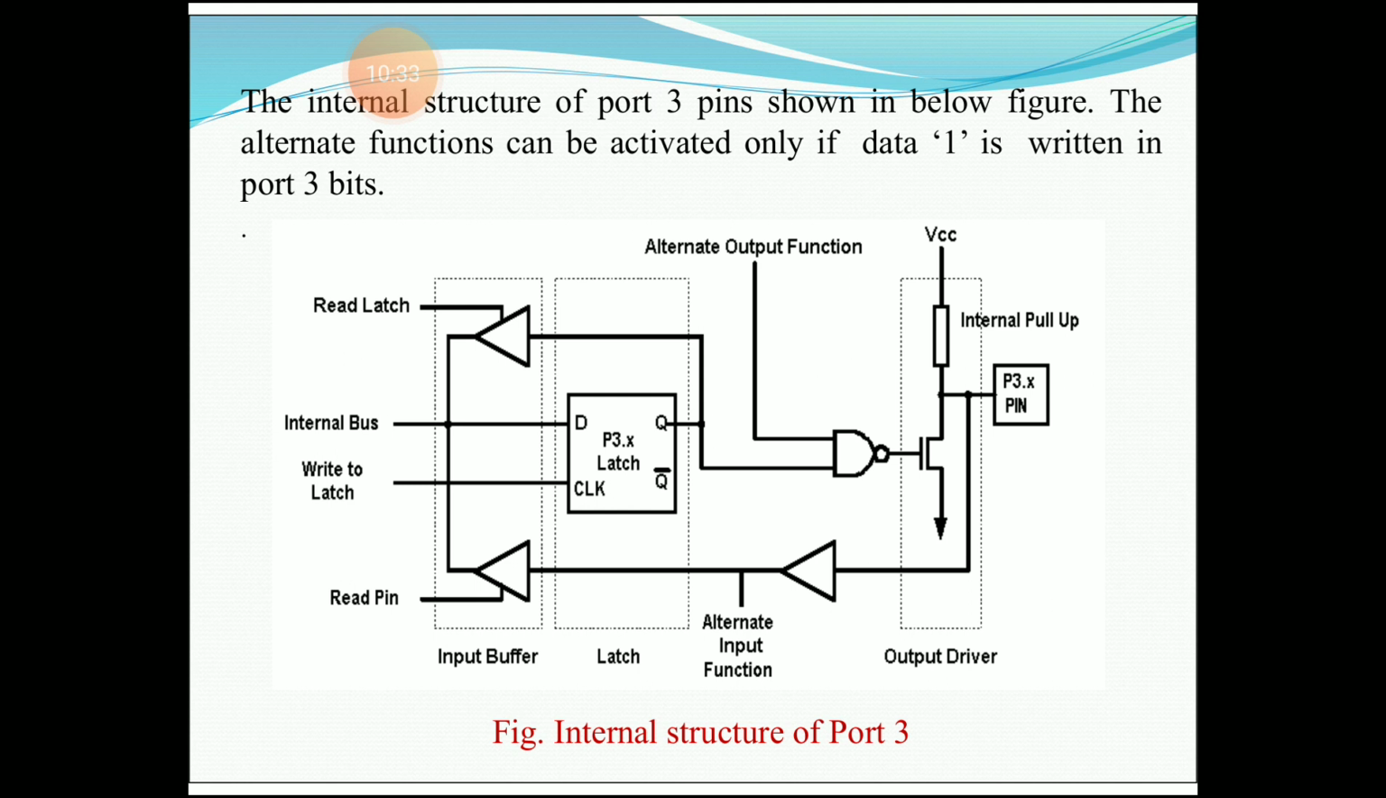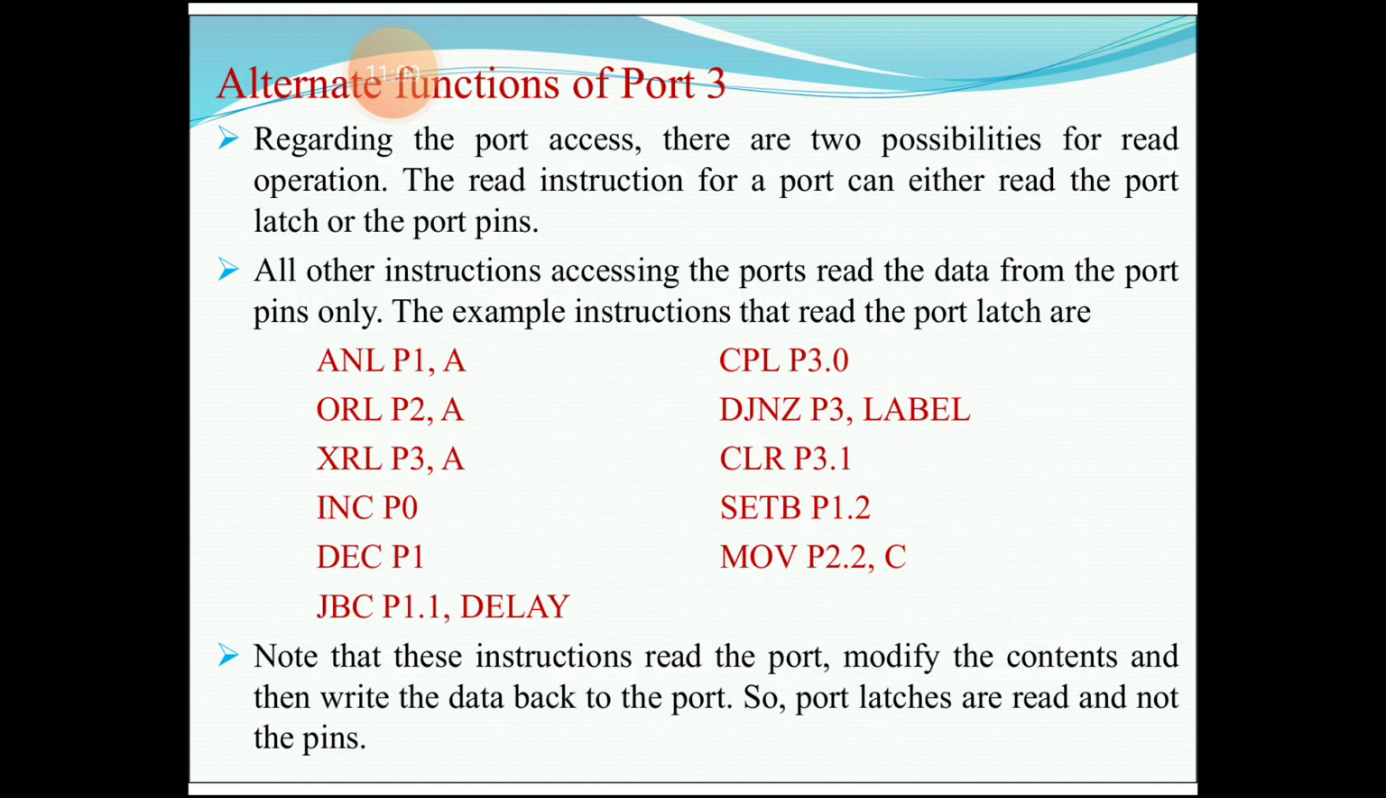Now let us see the internal structure of port 3 pins shown in the figure below. The alternate function can be activated only if data 1 is written into the port 3 bits. So port 3 consists of various blocks: output buffer, latch, and input buffer. The alternate function is decided by sending logic 1 to the port 3 bits. Now let us see the alternate functions of port 3 lines.